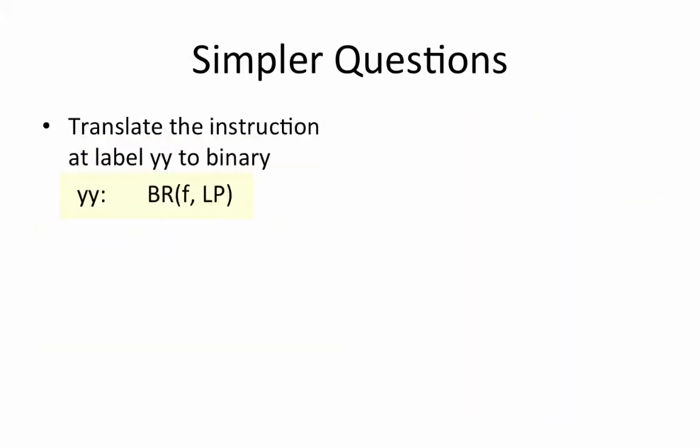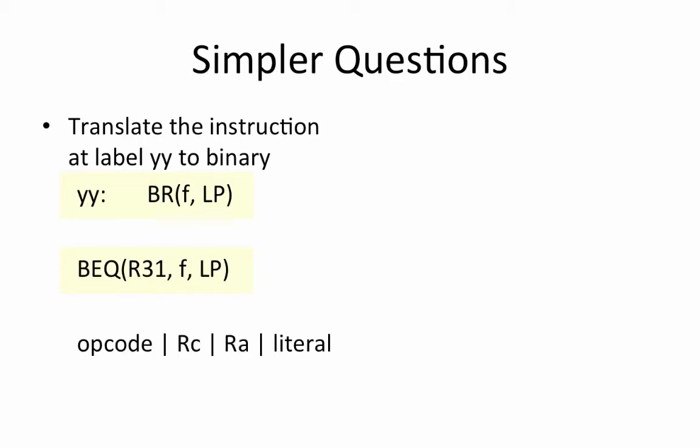Next, we want to translate the instruction at label YY into its binary representation. The instruction at label YY is branch f, LP. This instruction is actually a macro that translates to a BEQ R31, f, LP. Note that because R31 always equals 0, this branch is always taken. The format of the binary representation for this instruction is a 6-bit opcode followed by a 5-bit RC identifier, followed by another 5 bits which specify RA, and then followed by a 16-bit literal.